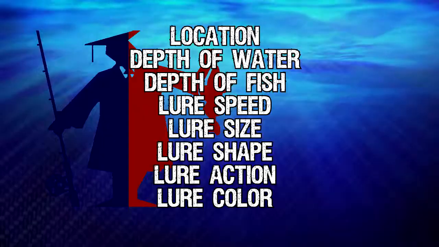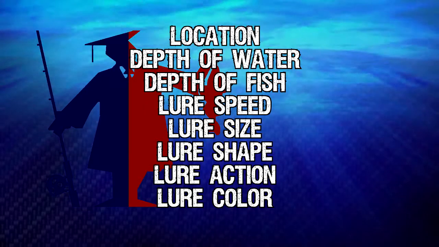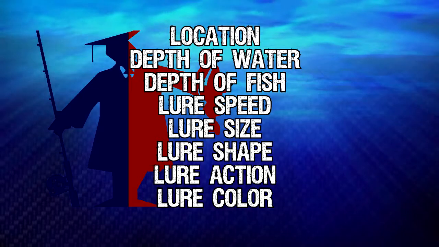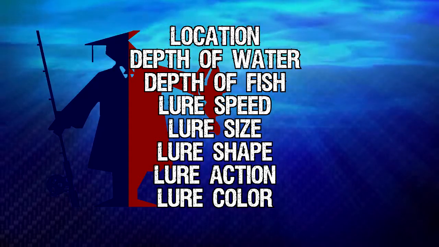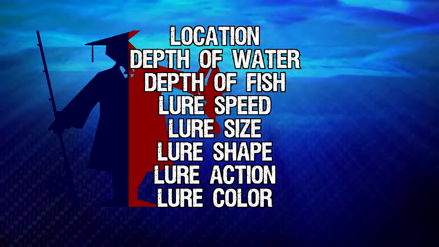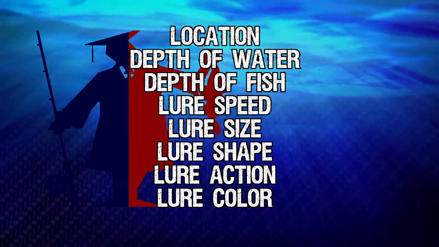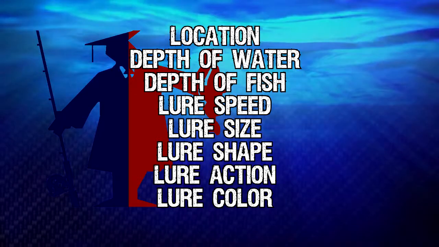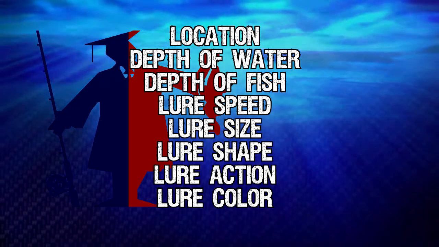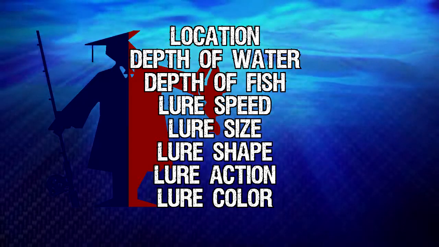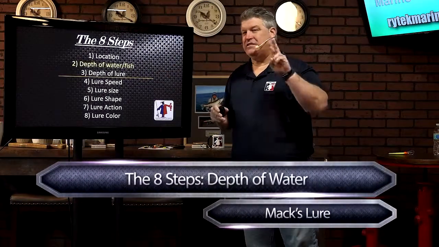Before we get rolling, let's go back and review what our eight steps actually are. Remember, our eight steps to catching more fish is how we teach everything here at Teaching Fishing, and understand that finding fish, catching fish, is a process, not just one simple answer. So the eight steps, again, in order of importance: be in the right location, be in the right depth of water, know how deep your fish are, get your lure to the right depth, get your right lure speed, lure size, lure shape, lure action, and lure color right, again, in that order. So today we're going to be talking about depth of water and depth of fish, our second step.